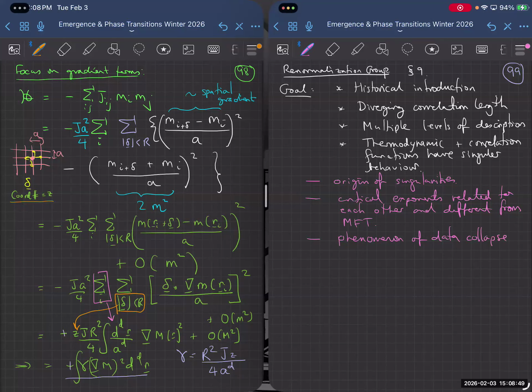And that was first discovered by Ben Widom and Leo Kadanoff. And they're not the only people who were involved in the development of renormalization group. There are others that I can mention, many others, including Jona-Lasinio, Polyakov, and Pokrovsky, and others too. There's a lot of history there.